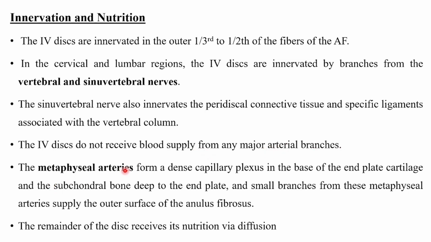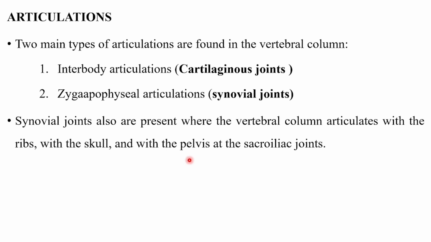The metaphyseal arteries form a dense capillary plexus in the base of the end plate cartilage and the subchondral bone deep to the end plate, and small branches from these metaphyseal arteries supply the outer surface of the annulus fibrosus. So the outer surface of the annulus fibrosus is supplied by your metaphyseal arteries. The remainder of the disc, except the outer surface, receives its nutrition via diffusion.